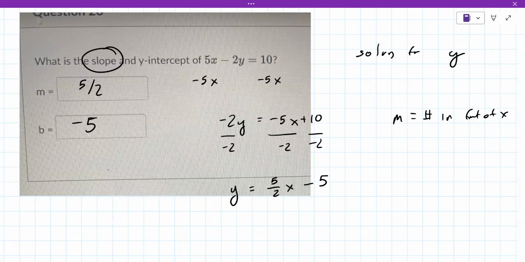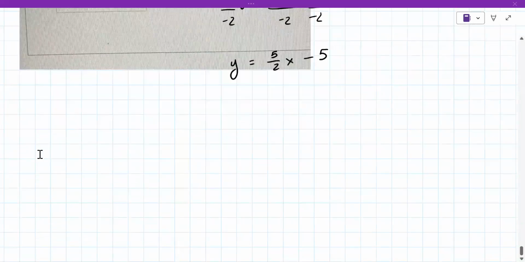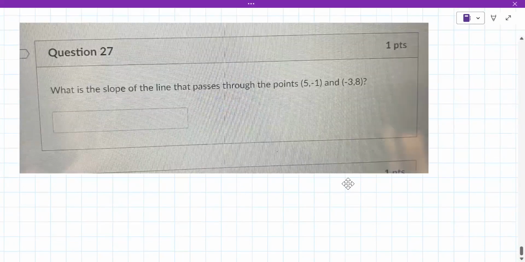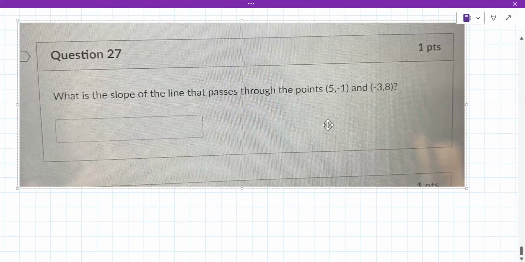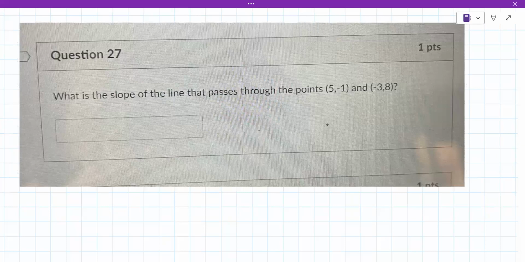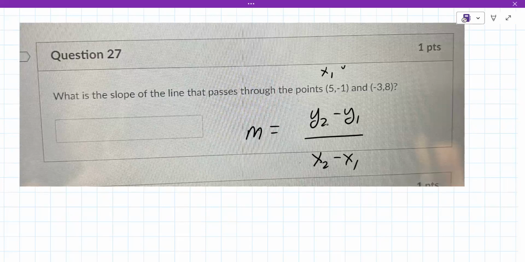All right, let's look at 27. Find the slope of the line that passes through the points 5, -1 and -3, 8. The slope formula might be something to write down. y2 minus y1 over x2 minus x1. It's x1, y1, x2, y2. The subscripts refer to the ordered pair: one means from the first ordered pair, two from the second ordered pair. So give that a try. It doesn't always work out nice. Sometimes it's a fraction. Just see what you come up with there, please.